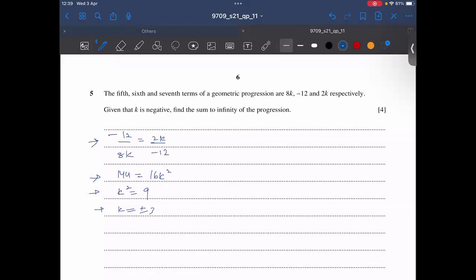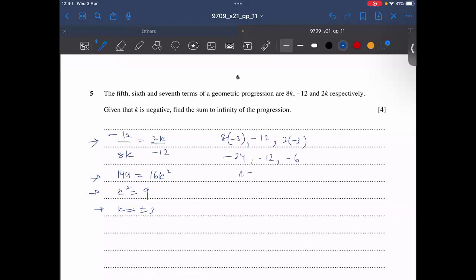And k is negative, so you're going to be taking only k as equal to minus 3. All right, I'm going to be substituting k equals to minus 3 into these terms so that I can get to know what are the fifth and sixth terms. So the fifth term is going to be minus 24, then minus 12, and then minus 6.